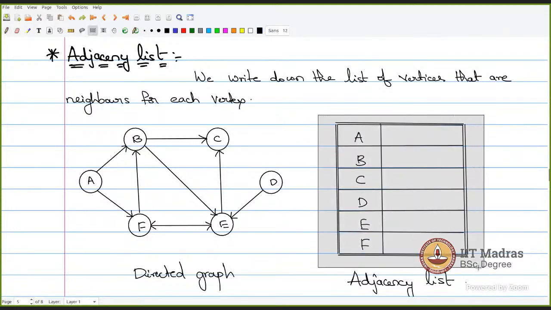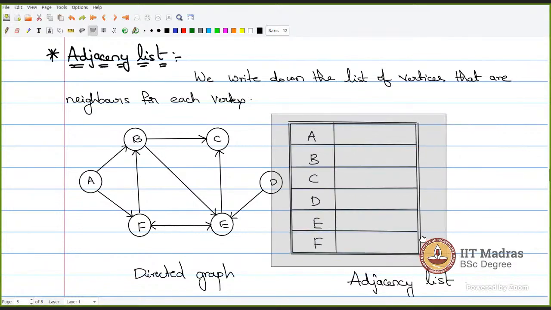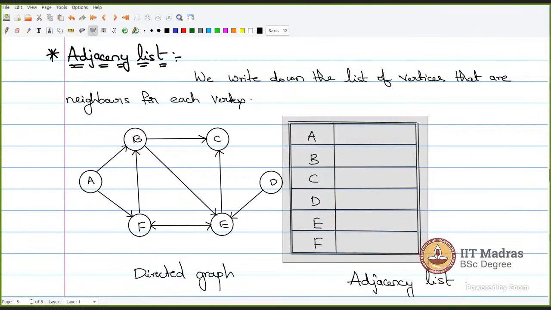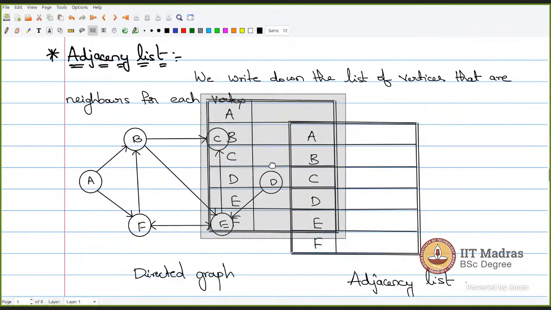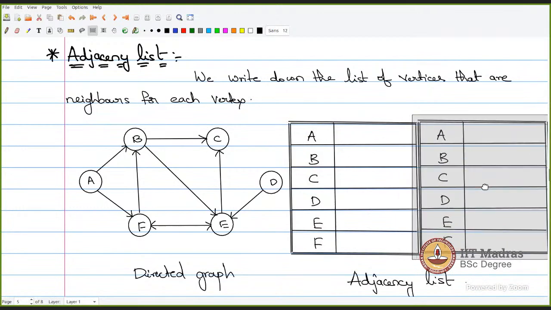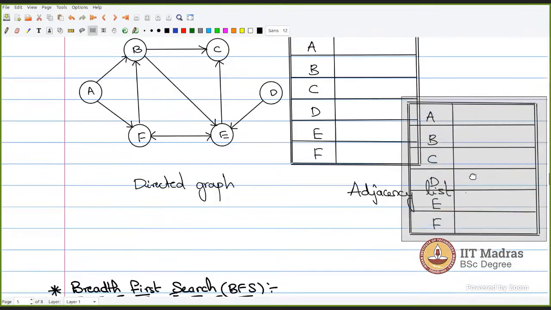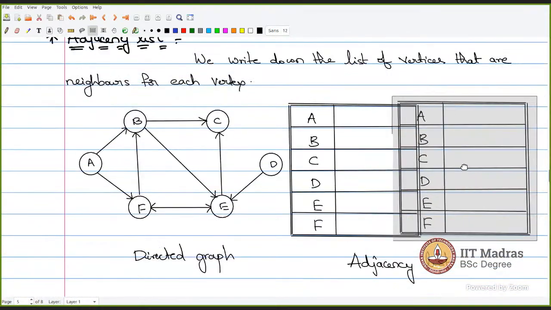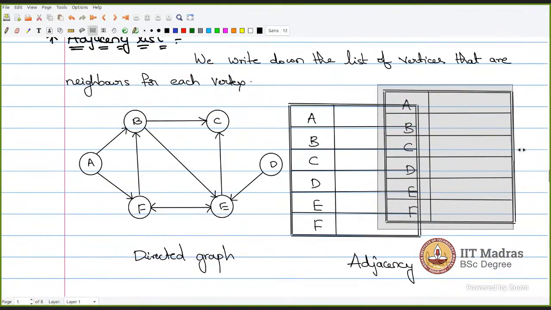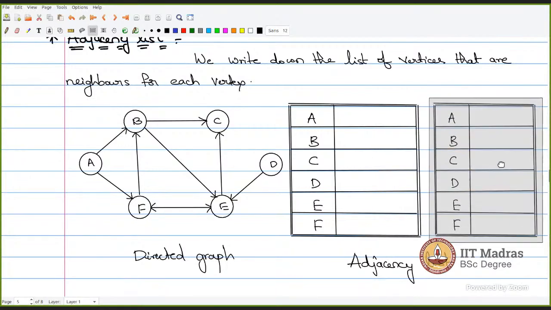To resolve the confusion, some said we should consider in degree, and some said why not we consider out degree. This discussion happened, and okay, we will do both. So this is an adjacency list.